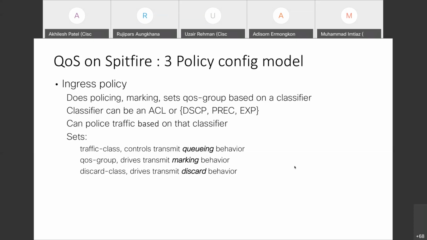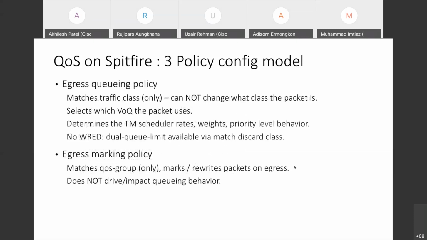But at a high level, if we need queuing on the egress side, we set the traffic class on the ingress side and then match on that traffic class and do the shaping, bandwidth remaining ratio, or priority queue, for example. On the egress queuing policy, we match only on the traffic class. So if we are doing any action on the egress side, or applying a policy with a shape statement, for example, we have to match on the traffic class.